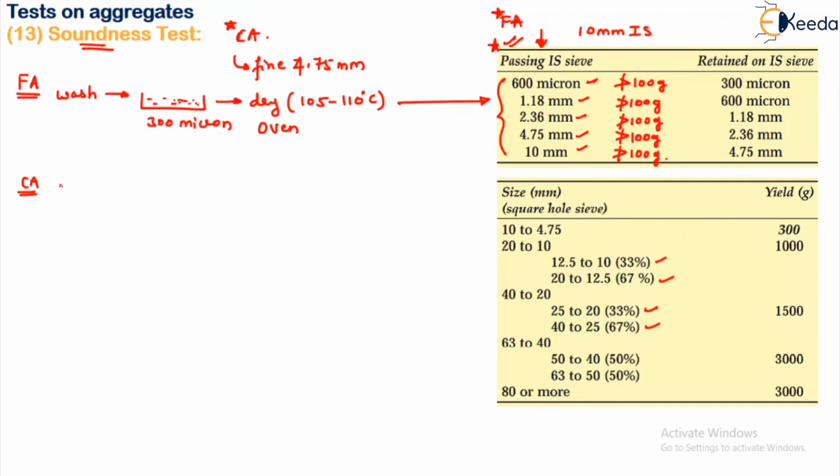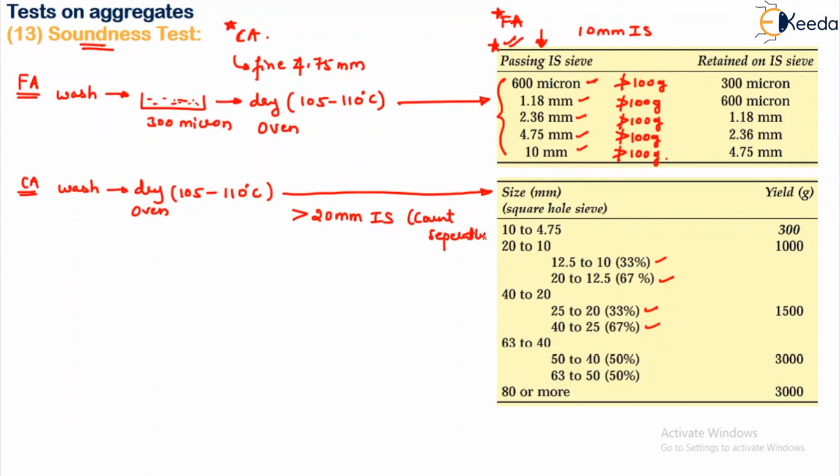Now, for coarse aggregate, what are we doing? For coarse aggregate, we wash the sample thoroughly. No need to put them in any micron sieve. You can directly wash them and then oven dry them at 105 to 110 centigrade and again separate them into different sizes according to this. And now, suppose there are any particles which are more than the 20 IS sieve, then you have to count them separately.